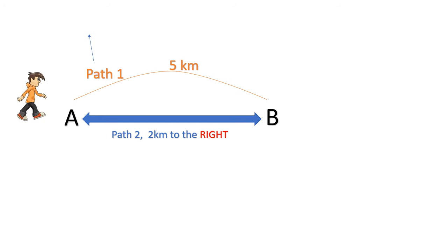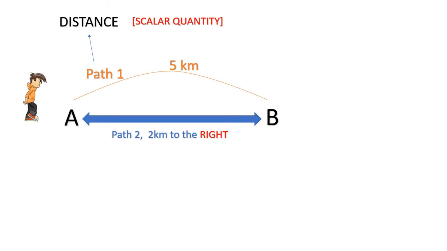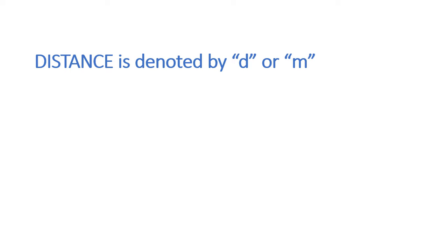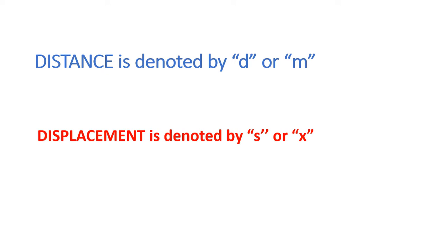As we already studied in the last lecture, path 1 is a distance, and distance is a scalar quantity. And path 2 is a displacement, and displacement is a vector quantity, because 5 shows only magnitude, so it is a scalar quantity, and displacement has direction, so it is a vector quantity. Distance is denoted by d, and displacement is denoted by small s or small x.